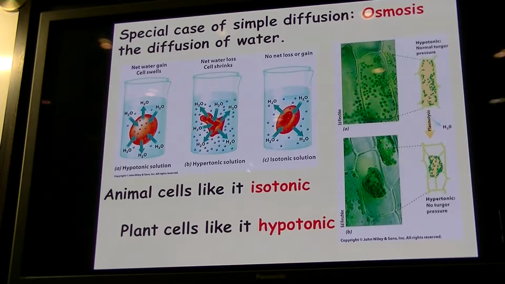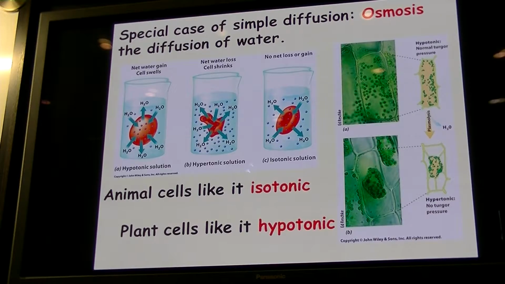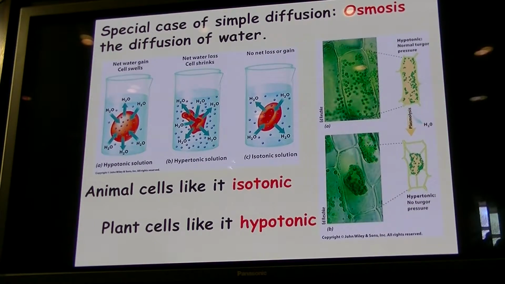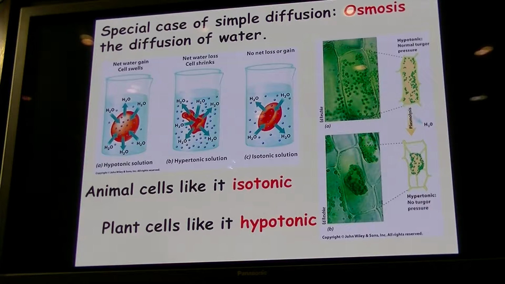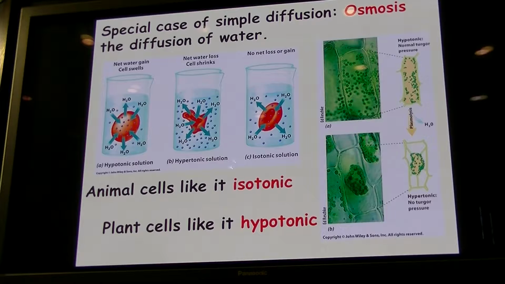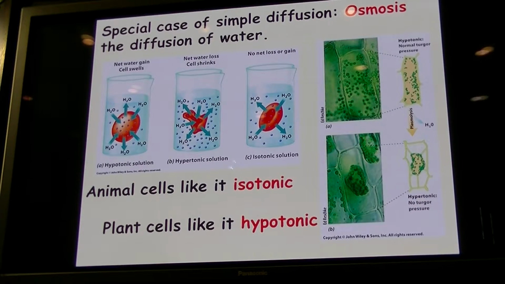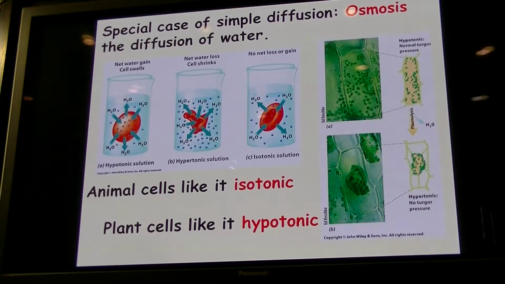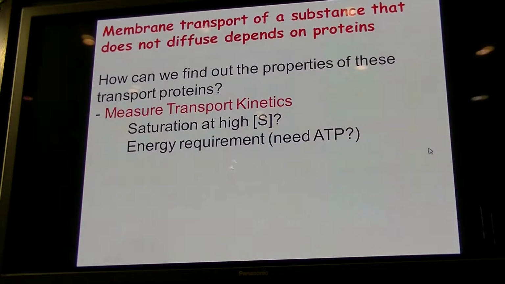In plants, the situation is different. Plants like to be in a hypotonic environment, meaning fewer particles around the plant cell. As a consequence, the plant cell takes in water by osmosis, and osmosis stops because of the pressure put against the cell wall. And that makes the plant turgid.